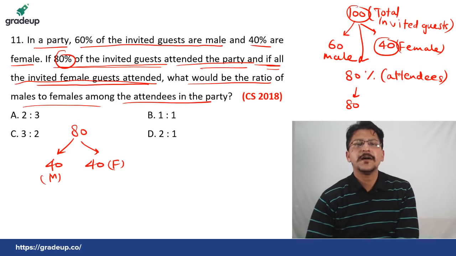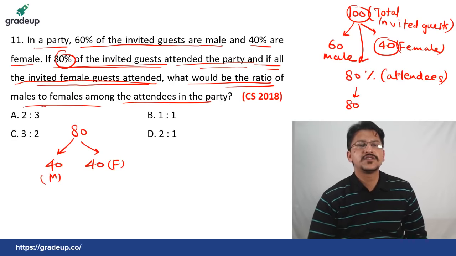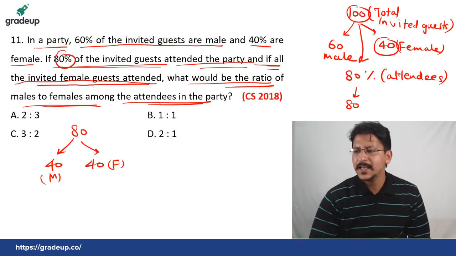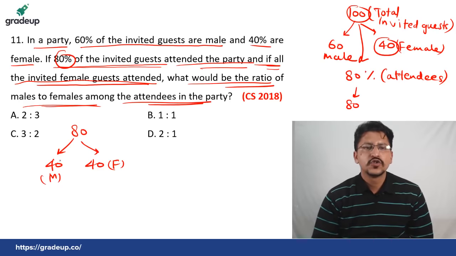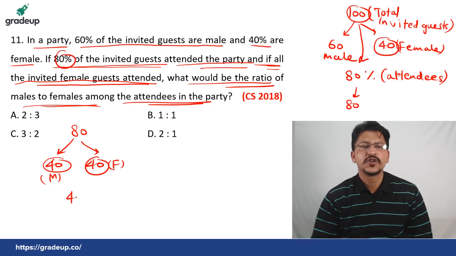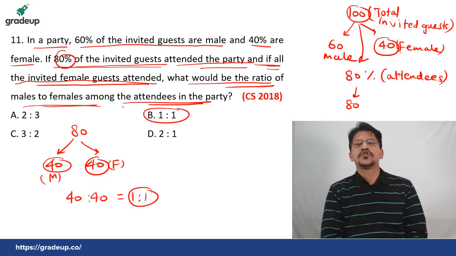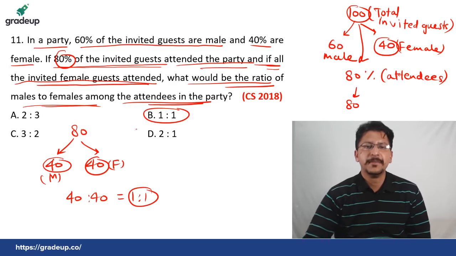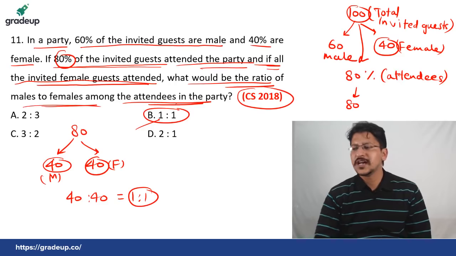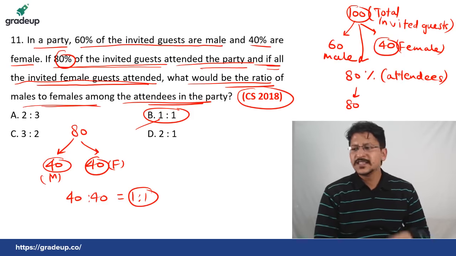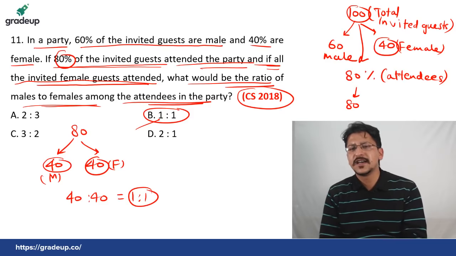So what would be the ratio of males to females among the attendees in the party? These are the number of males attending the party, these are the number of females attending the party. So the ratio becomes 40:40, or simply 1:1. So the correct answer for this one is option B. That is the question asked in CS 2018. These are the kind of problems that are actually asked in the GATE examination.